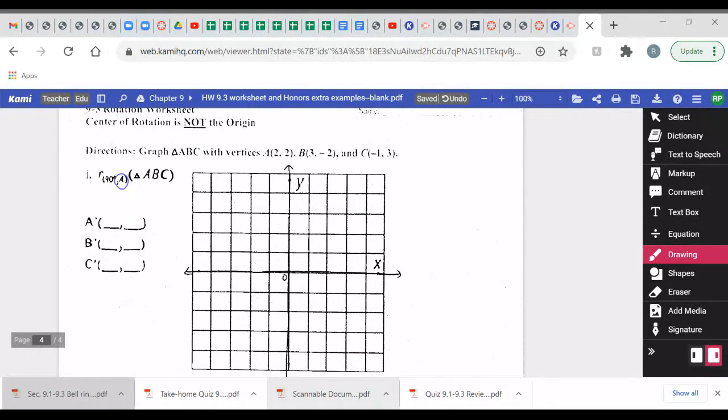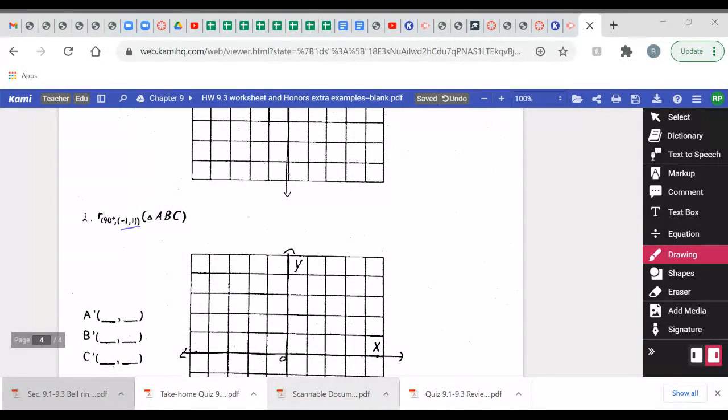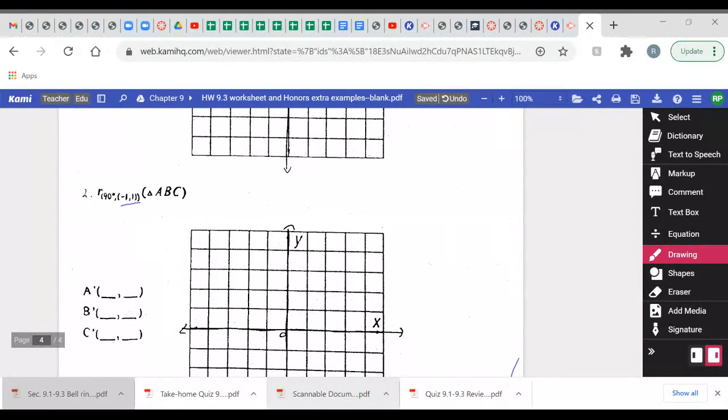You're using the same A, B, and C values that are up above, but you're doing a different rotation. So same as what we just talked about, except instead of referring to the origin, you're referring to the point -1, 1 to get that done.